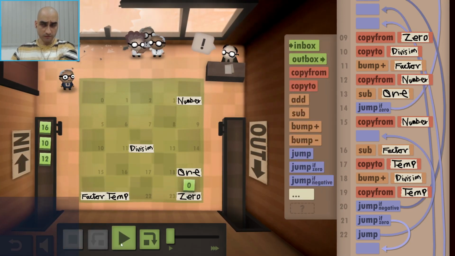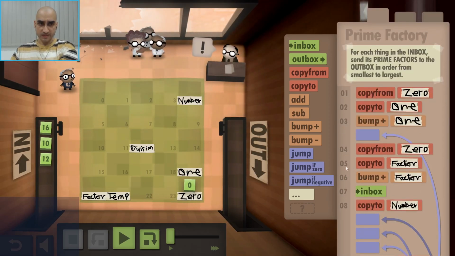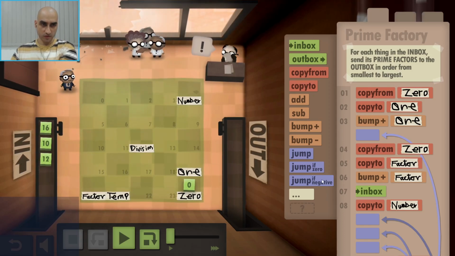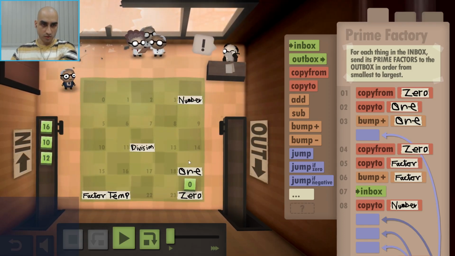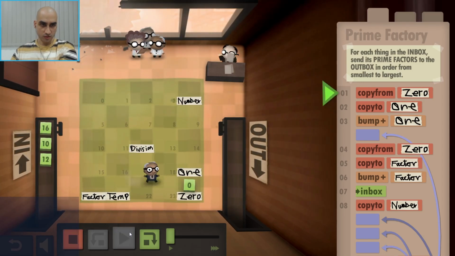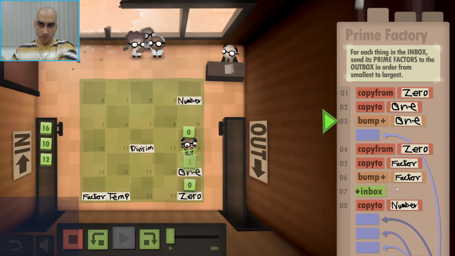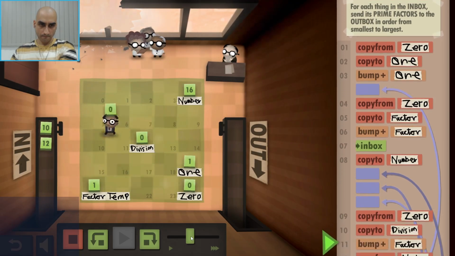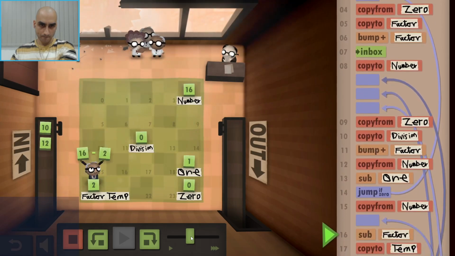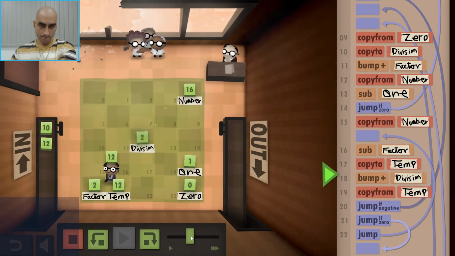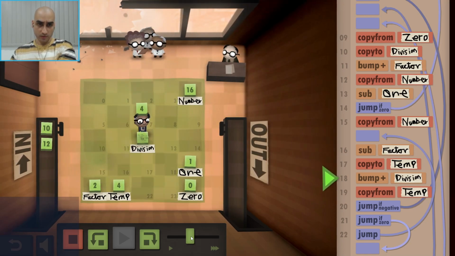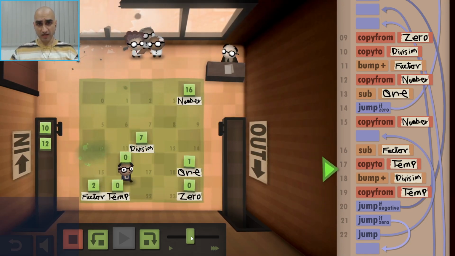16, 10, and 12. So, for 16, the prime factor should just be 2. 10, it should be 2 and 5. And 12, it should be 2 and 3. So we should see 2, 2, 5, 2, 3. Alright, so we're going to be dividing 2. We should end up with 8.